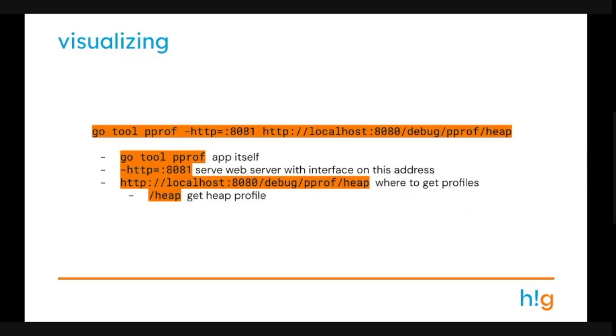So how can you run visualization? The first part is the application itself, go tool pprof. The second one, the first argument is http. You're telling this tool to run your web server with the interface on this address. And the last part is where to get profiles. It can be an HTTP server, or it can be just some local profiles downloaded to your computer. And the last part is actually asking for a heap profile.